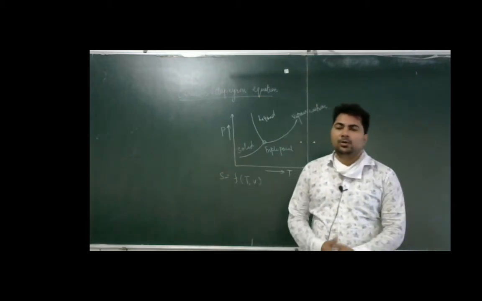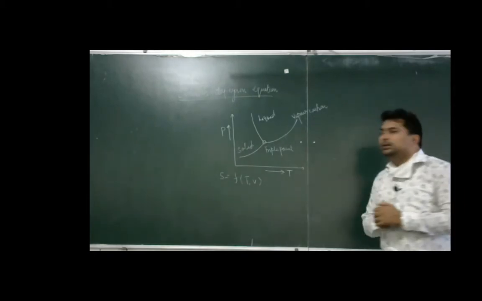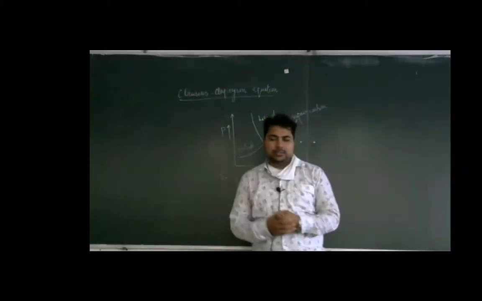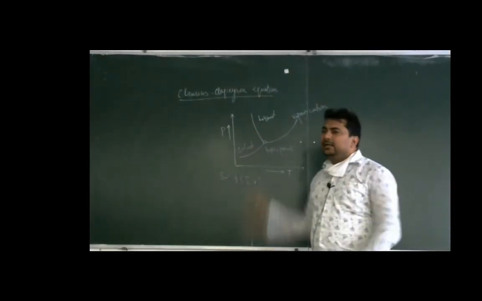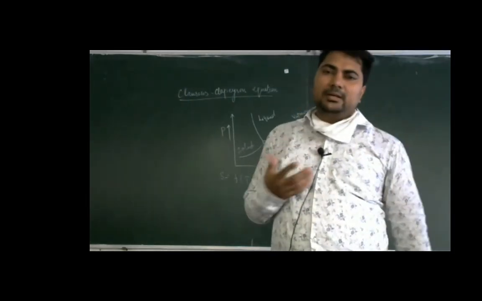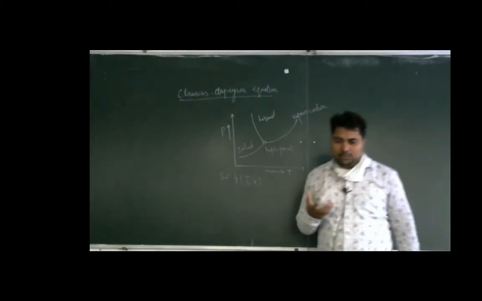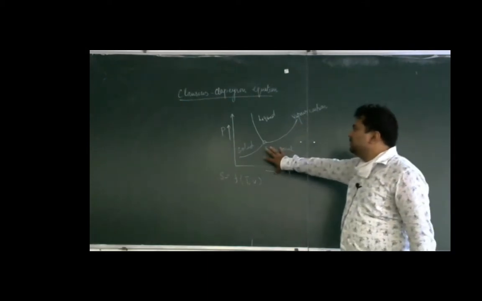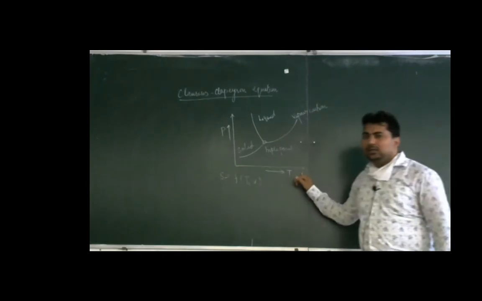Good morning. Today I will discuss the topic that is the Clausius-Clapeyron equation. Before this topic, we have already discussed the inversion curve, Maxwell relations, and Joule-Thomson coefficient. So, in the Clausius-Clapeyron equation, this diagram indicates that this one is the pressure, this one is the temperature.